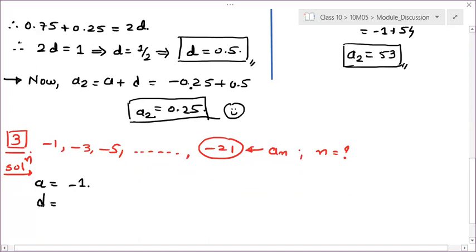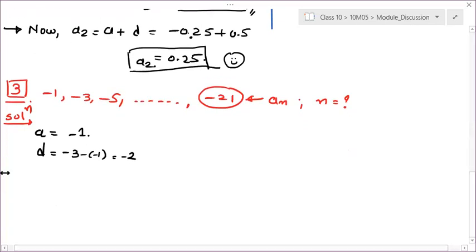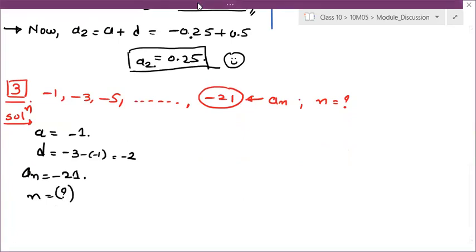Now what is D over here? Common difference. Yes, -3 plus 1. It is -2, or not? Even you can take the difference of successive two terms. You can take -3 and -5 as well. So -5 plus 3 will give you -2. So this is your A, this is your D. Now AN. Okay, so AN is -21. AN is -21. Now we need to find N. It is which term?